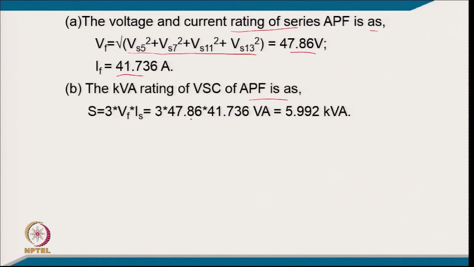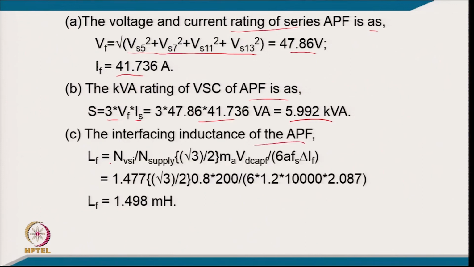So, the kVA rating of the series active filter will be 3 into Vs into Is. Putting in the values, it comes to 5.992 kVA. And the interfacing inductance we get from this relation, from the turns ratio and the ripple current.